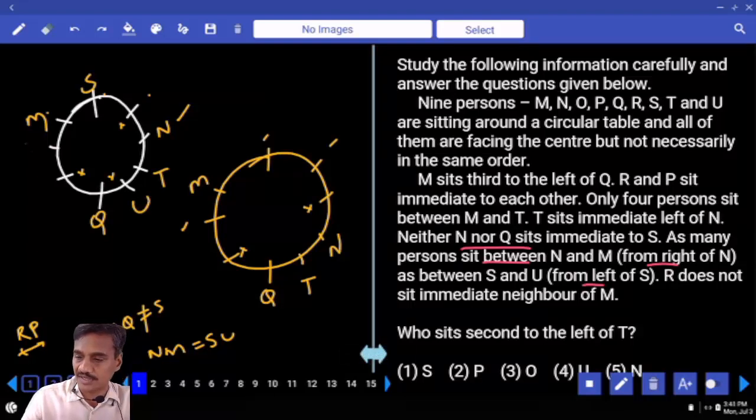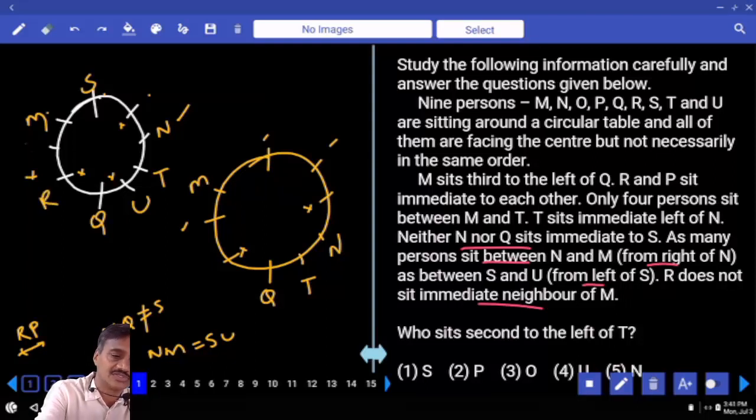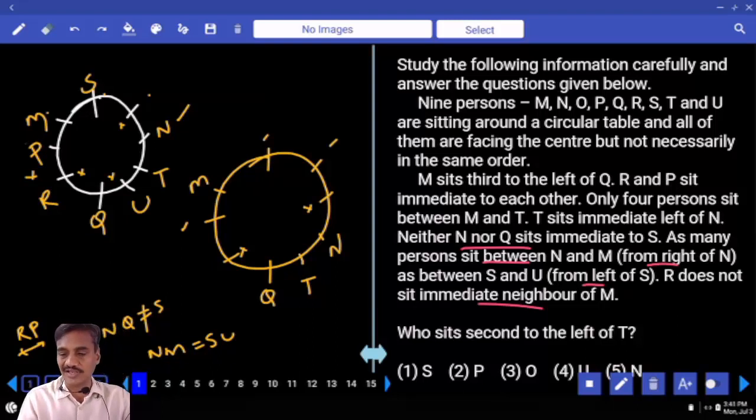Then R does not sit adjacent to M. R cannot be here, isn't it? As R cannot be here, where should R be? R is here. If R is here, P is at this place, isn't it? And N and Q are not adjacent to this one. Then is it a valid case here? R does not sit adjacent to M and M sits to the left of Q. R and P sit immediate to each other, and only 4 persons between M and T, and neither N nor Q sits adjacent to S.